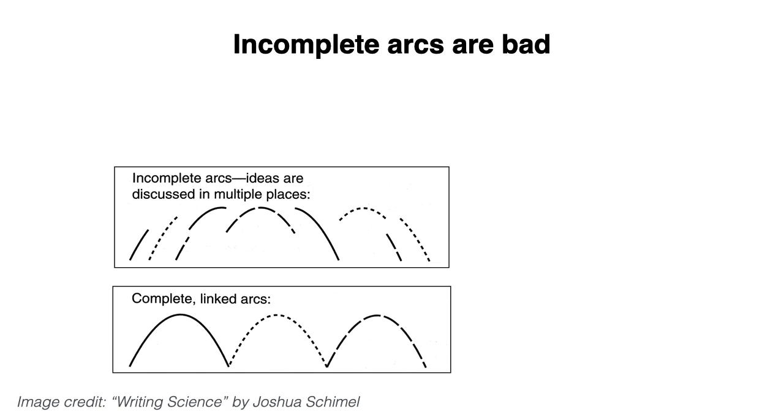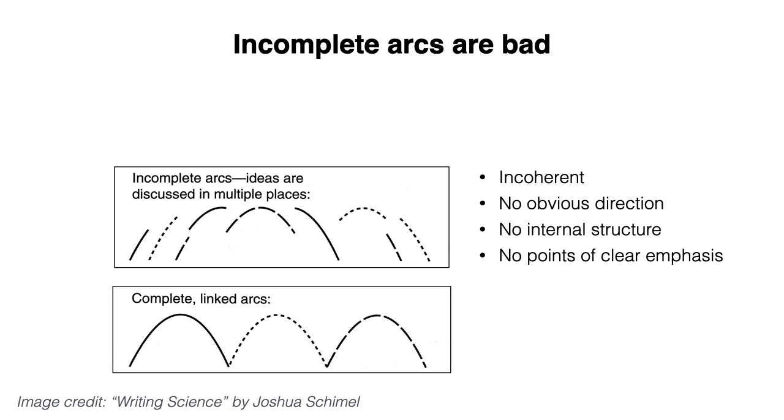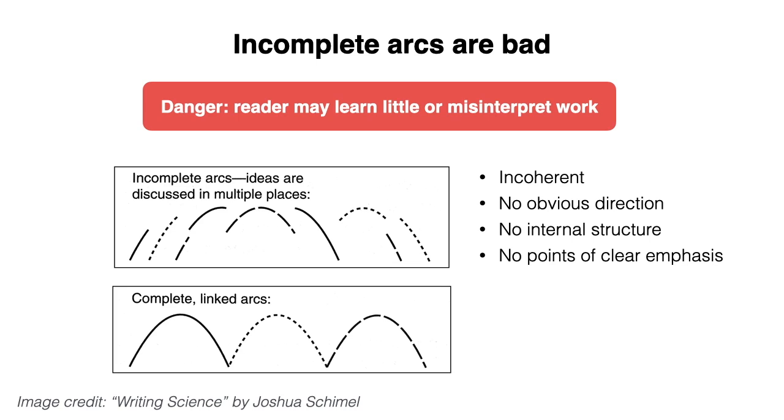Having incomplete arcs in your writing is bad. Consider these two schematics. The one on top is representing incomplete arcs, and the one on the bottom represents complete linked arcs. Each schematic contains 3 arcs, which take up the same amount of space, but the top one is painful to look at. When you write that way, you're creating an incoherent mess with no obvious direction, no internal structure, no points of clear emphasis, and it's painful to read. The reader may learn little from the work, or worse, they may misinterpret it.